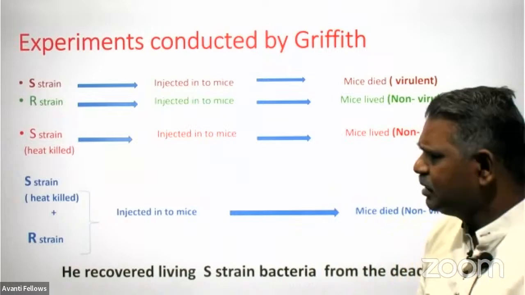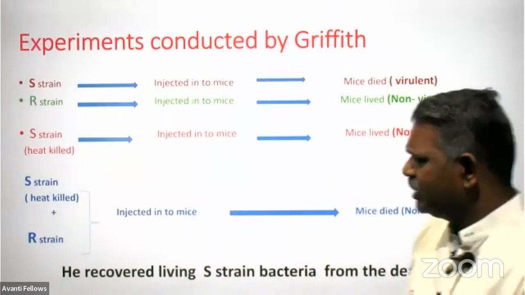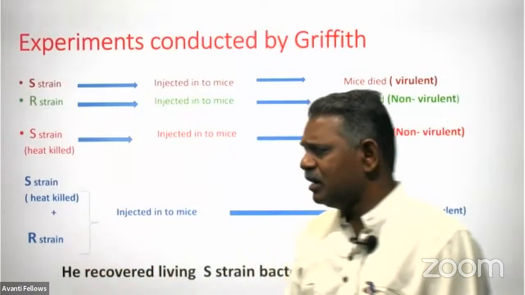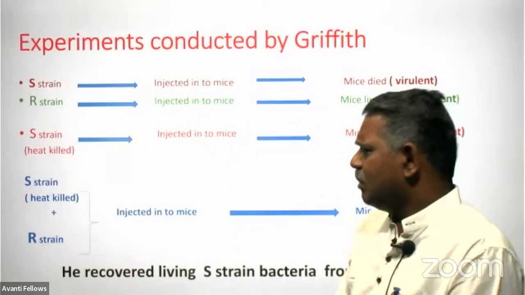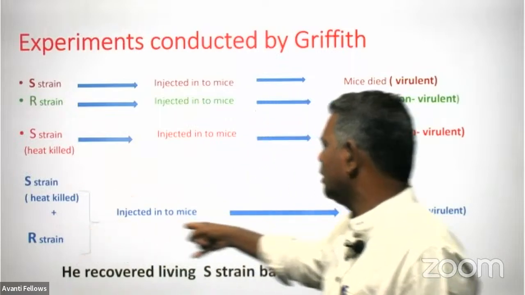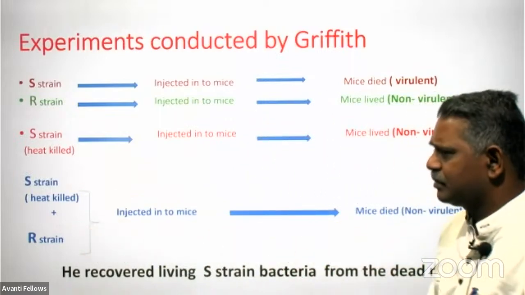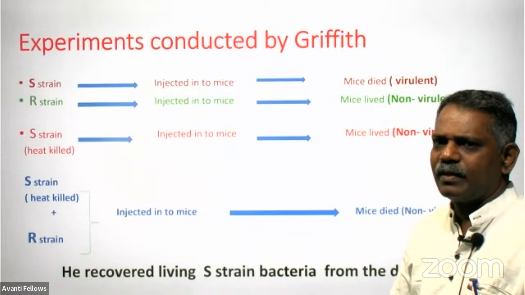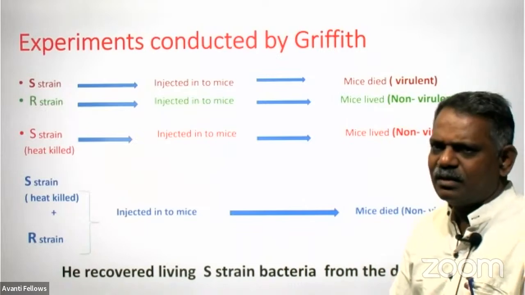How is it possible? He injected only the living R strain, non-virulent, but he found living S strain bacteria from the blood of these mice. What is the reason for that?